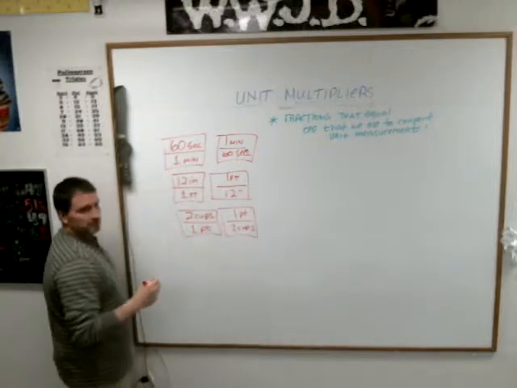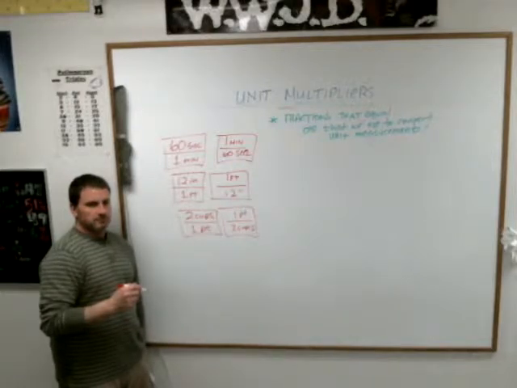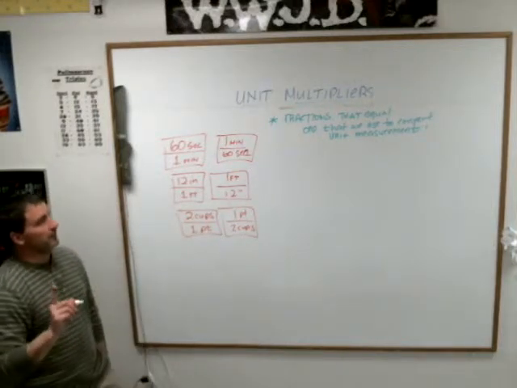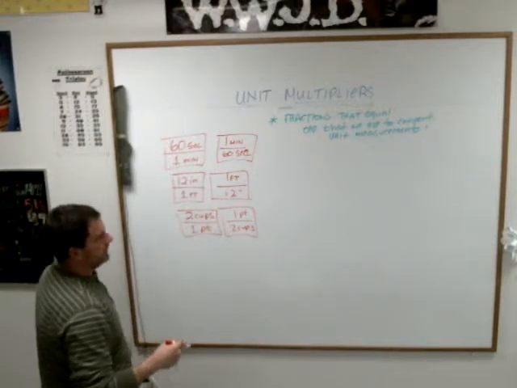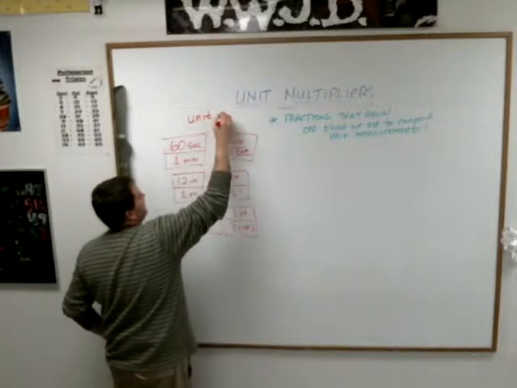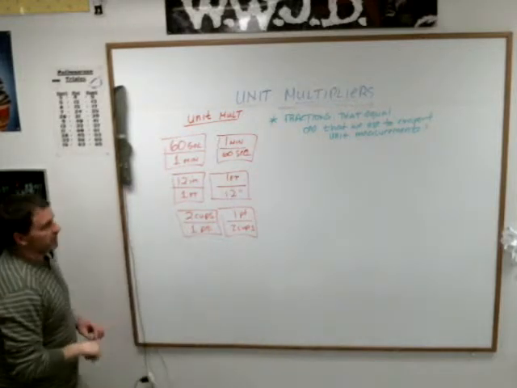Brandon, you were going to say? Well, I was going to ask, what if there was 2 minutes? Two what? Like, if there's 120 seconds, you just put it. No, that's what we're getting to. That's the second half of the lesson. These are the unit multipliers, and we're going to get to how we use them in just a second.